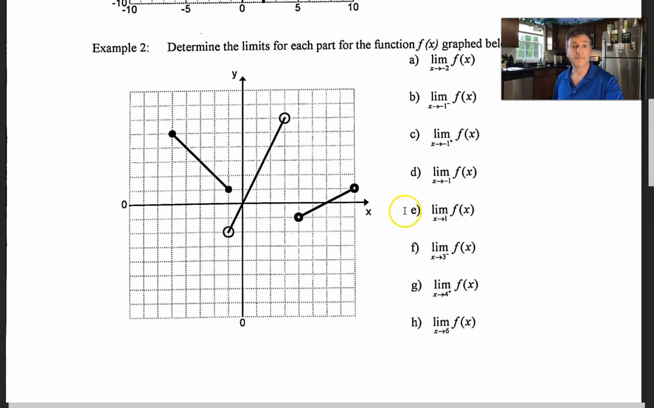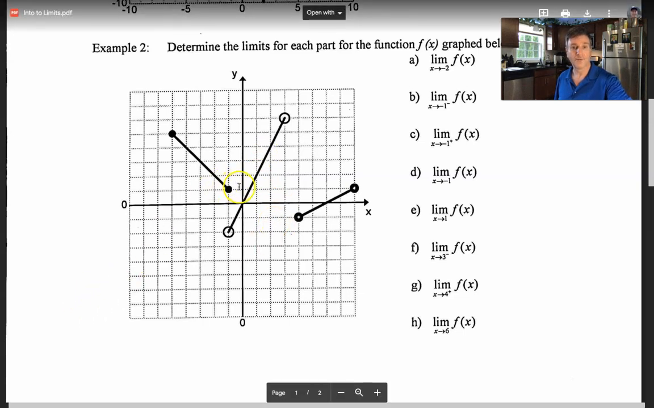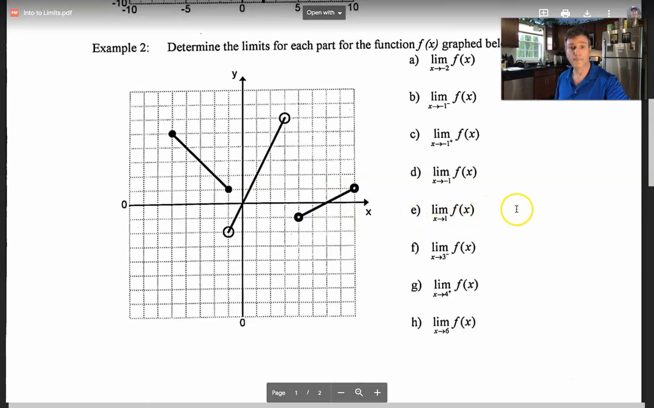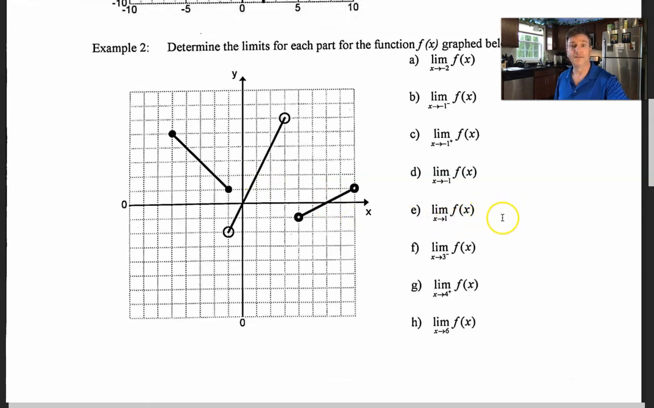Part E. In part E, we're taking the limit as we approach 1. It's a two-sided limit from the left and from the right. As we approach the limit from the left and from the right, they're both going to the same place at 2. So the answer to part E is 2.